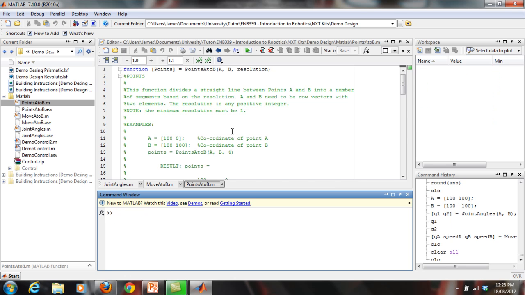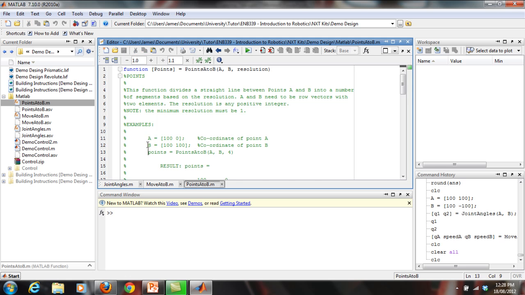Okay, so basically the final function that I use in the overall control code is this points A to B function. What this is doing is taking 2 points, point 1 and point 2, so A and B. Again, just a straightforward row vector describing a coordinate, X and Y, and taking a resolution as well, okay? Based on the resolution, it will divide the two points up into smaller segments.